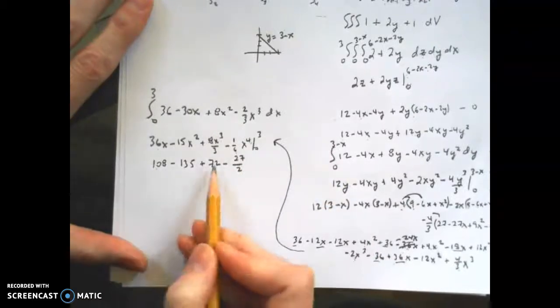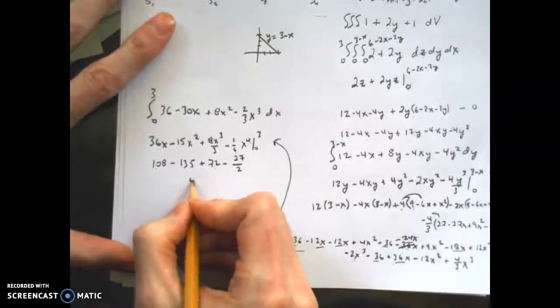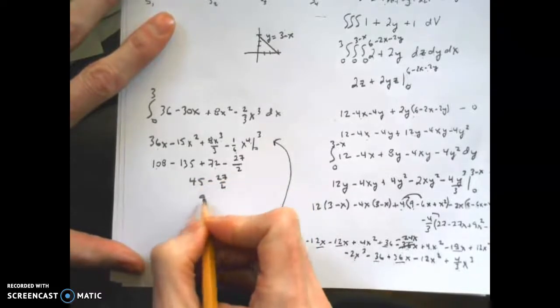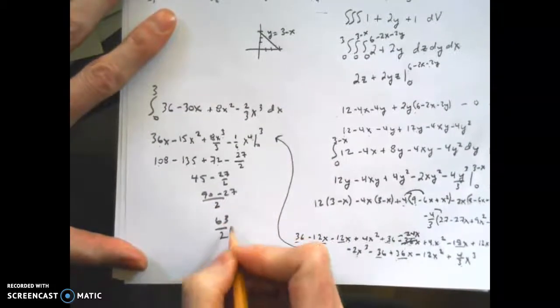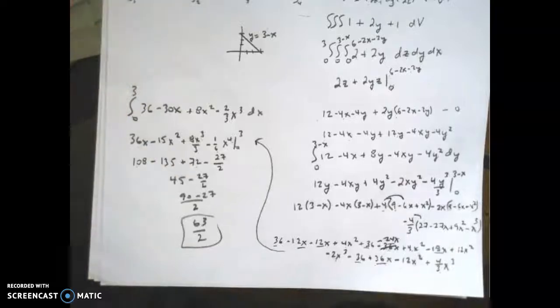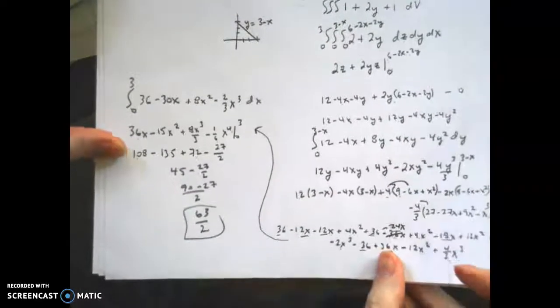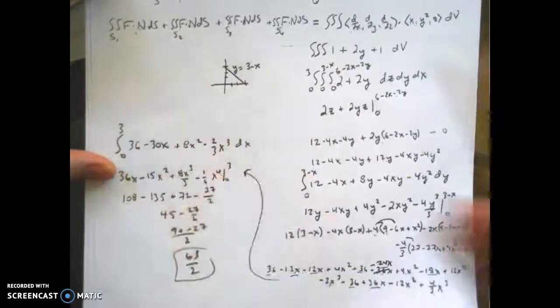Okay, so 108 plus 72 is 180. 180 minus 135 is 45 minus 27 over 2. So we've got 90 minus 27 all over 2, which is 63 over 2. Okay, and yes, this got messy, but really doing that triple integral over the entire solid was better than doing all 4 of these separate surface integrals.